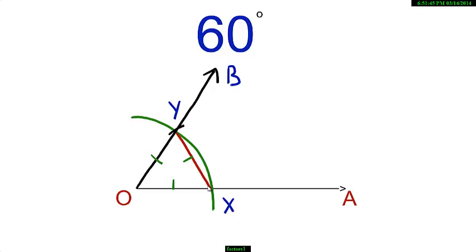What type of triangle is triangle OXY? Is it not equilateral? What is the measure of angles of an equilateral triangle? Is it not 60 degrees?